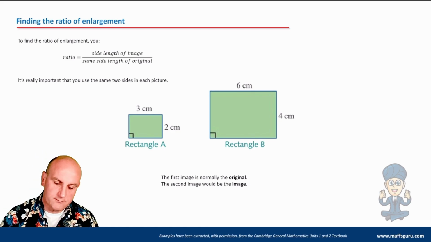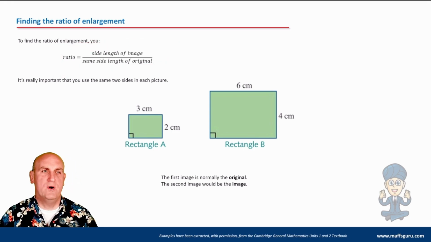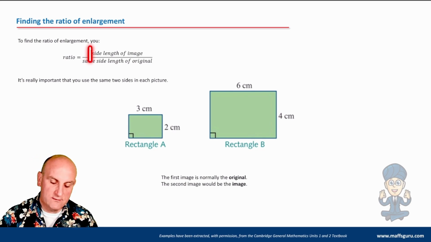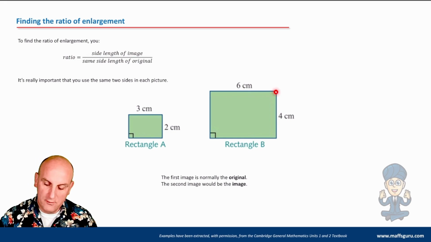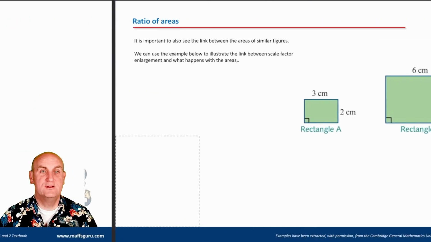So here we go. Because lots of people like formulas, the ratio of enlargement, or the scale factor of enlargement, is the side length of the image. Choose one side of your image and divide it by the same side length of the original. So again, 4 divided by 2. Always make sure that you label your image and your original. And then it should be child's play.